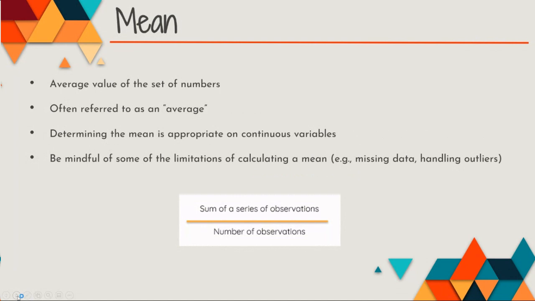The mean is simply the average. It's sometimes referred to as the average value of the set of numbers, or just as an average. So you'll see at the very bottom here, I've done a little equation that says the sum of a series of observations divided by the number of observations. So one example for the mean could be you had 10 students take a test, you add up all of their total scores, and then you divide it by the number 10 because that's how many students took the assessment.